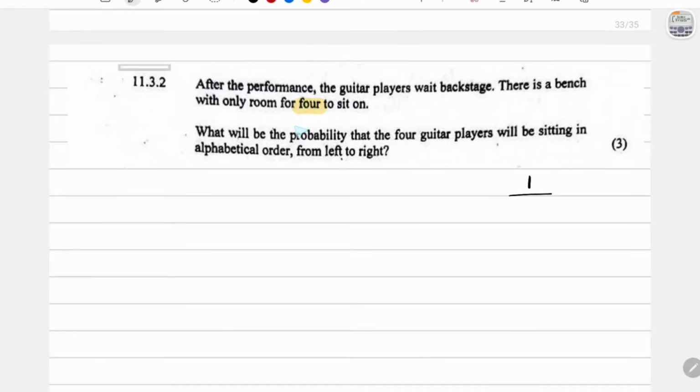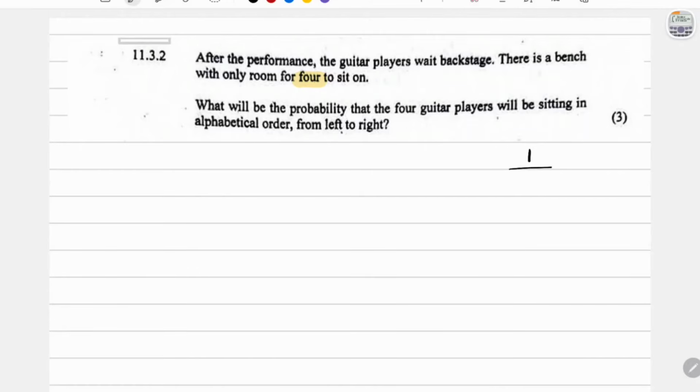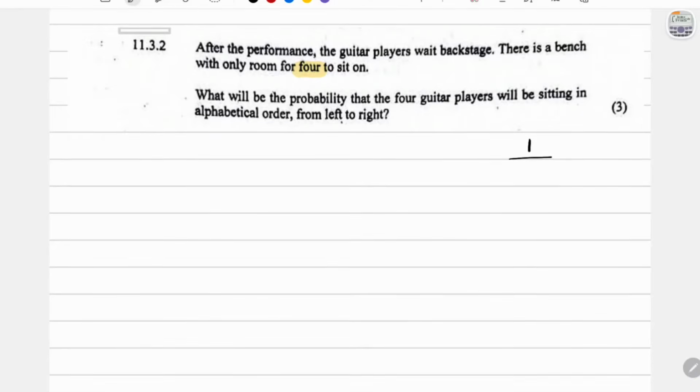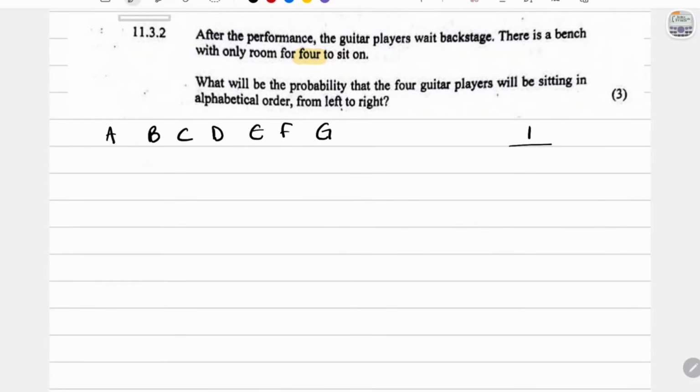So we're going to have to find out how many ways can these 4 guitar players be sitting on that bench. Well, let's remember that there are 7 guitar players originally. Okay, so let's just give them names. Instead of giving them names, let's actually just name them in letters. The reason why is because they should be in alphabetical order, right? So I think this would be easier if we use letters. So let's say the first one is A, B, C, D, E, F, and G, right? So these are the 7.